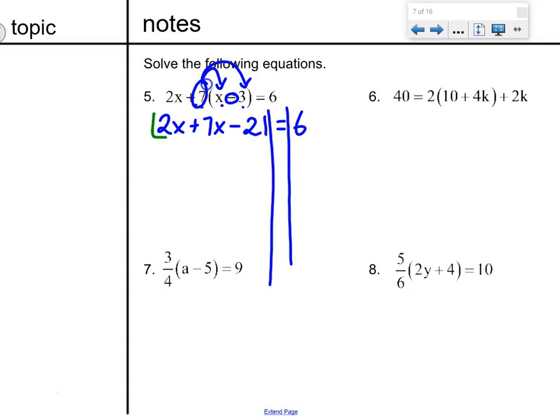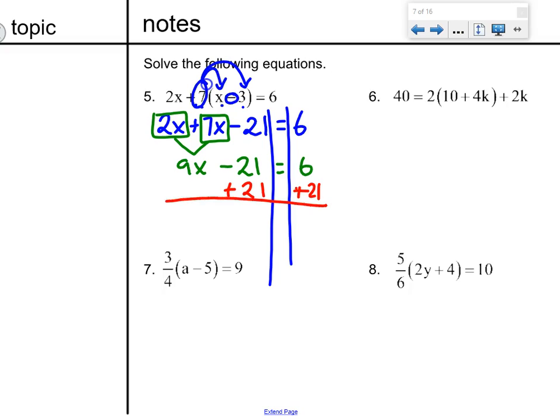Combine like terms. 2x plus 7x makes 9x. Minus 21 equals 6. Undo minus 21 with a plus 21. Bring down the 9x. We have 6 plus 21 is 27. Undo the times by 9 with divide by 9. We get x equals 3.